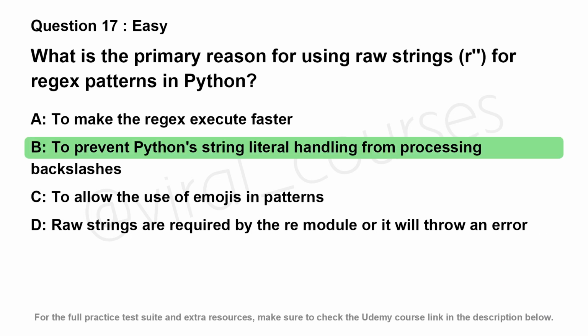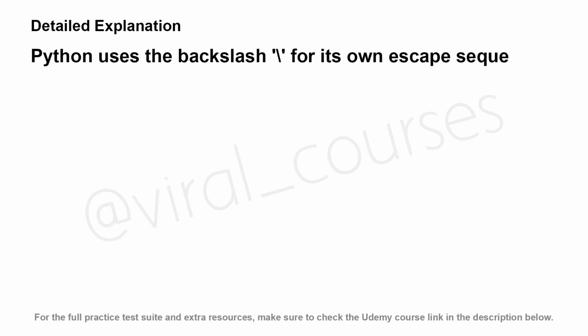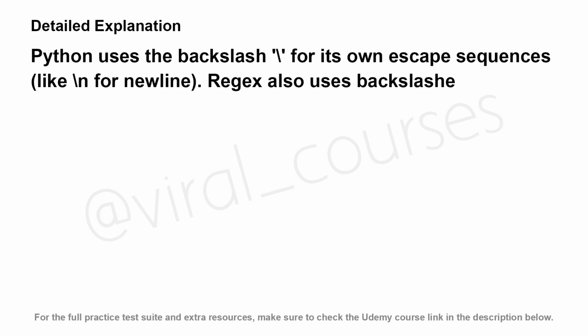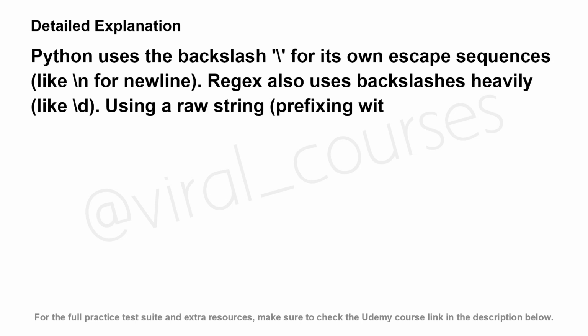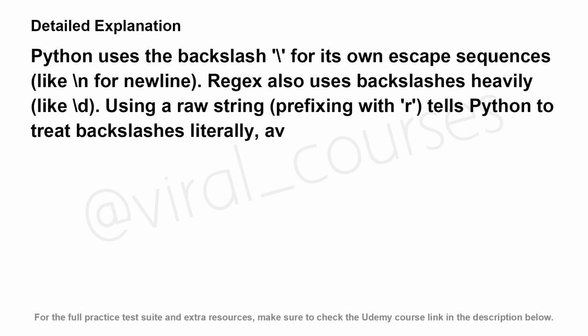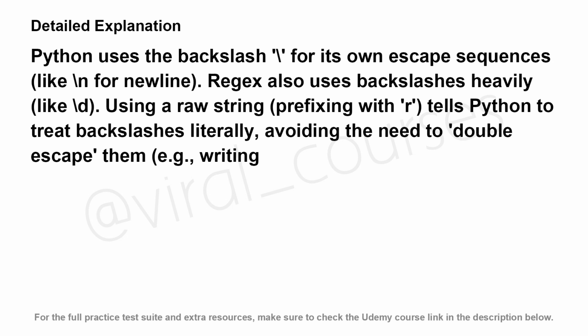The correct answer is B. Python uses the backslash for its own escape sequences, like \n for newline. Regex also uses backslashes heavily, like \d. Using a raw string, prefixing with r, tells Python to treat backslashes literally, avoiding the need to double escape them, e.g., writing \d instead of \\d.